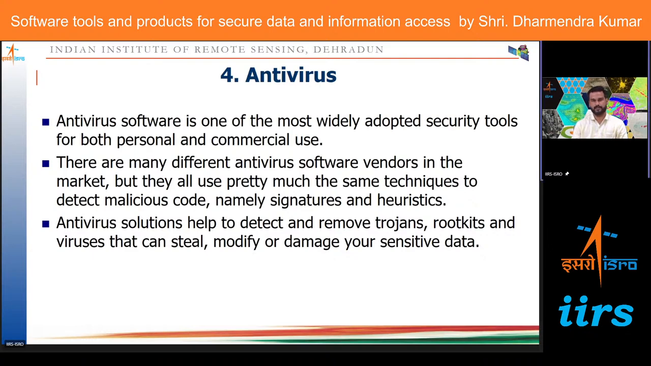In some organizations there are fewer systems, but they are highly critical. Such things we have to consider as top priority. There are some organizations where a few systems are highly critical, but the rest are for general use. So based on your applications and your organization's network, these things should be taken care of. Antivirus solutions help to detect and remove Trojans, rootkits, and viruses that can steal, modify, or damage your sensitive data.